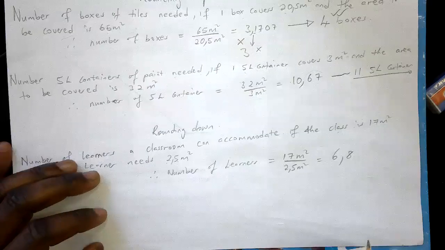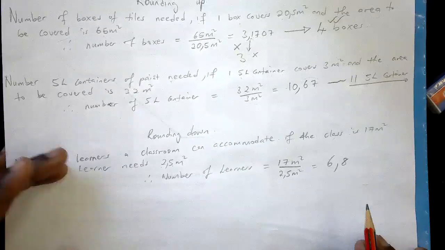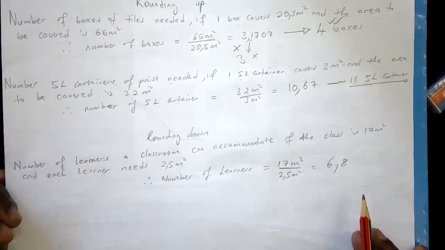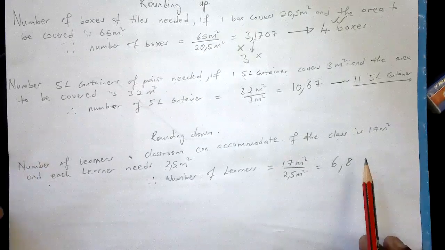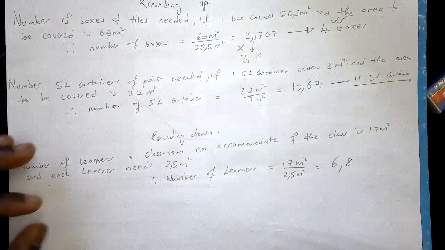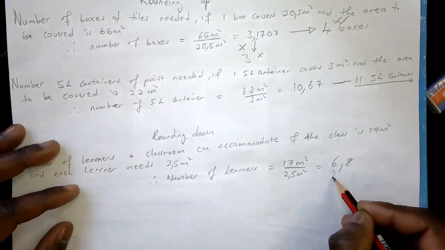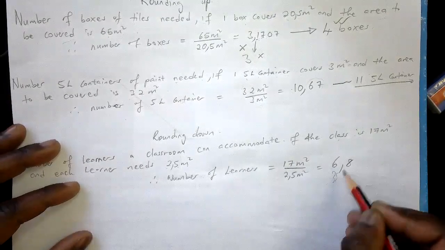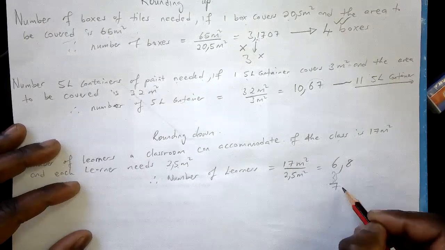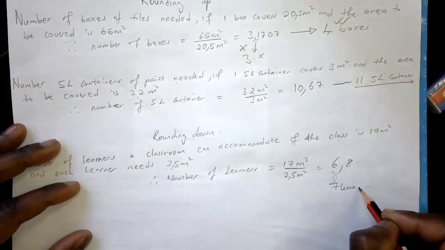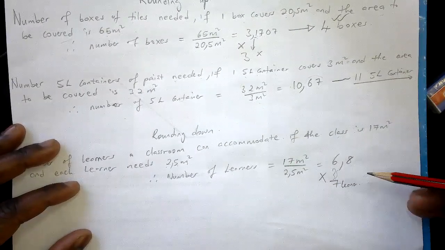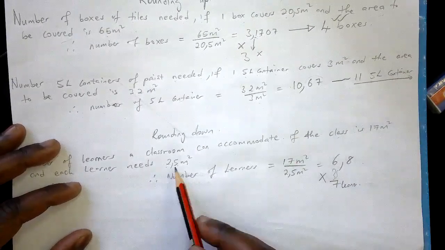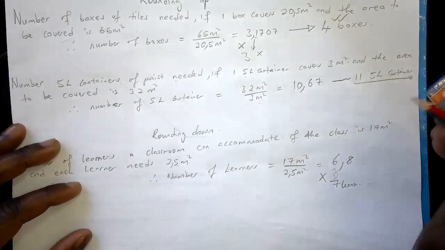But 6.8, because remember we said number of people can't be a decimal. It has to be a whole number. But if rounding off accordingly, according to what we have done, we need to round this off to 7 learners. But is it correct? No, it's not correct, because the last learner doesn't have enough space, because we want each learner to have 2.5. The last learner won't have enough space.